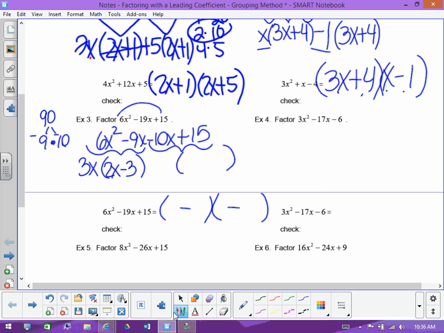Then I'm going to look at my negative 10x plus 15. What's the largest number that goes into 10 and 15? 5. So I have 5 times 2 with 1x, 5 times 3 over here. So I'm going to circle the 5. Because that says minus right there, I'm going to take out minus 5.